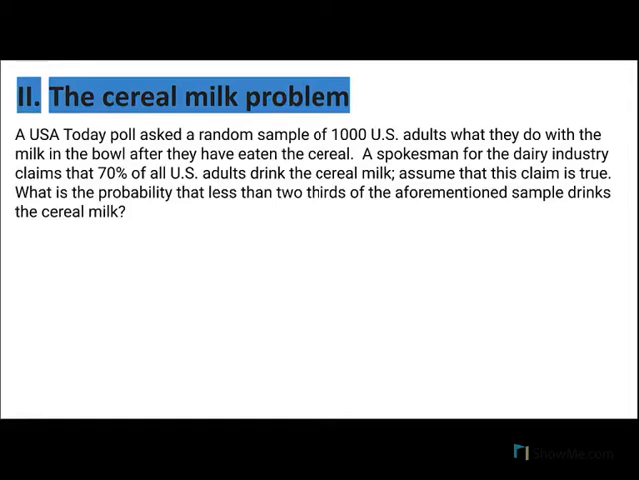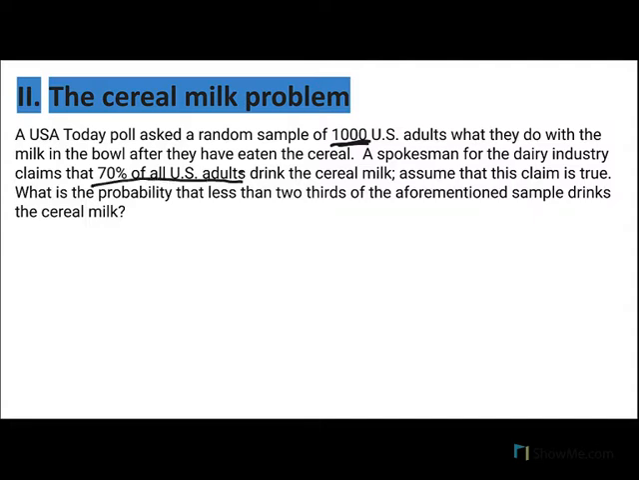Okay, so we are doing the second problem in this video, just going through another example of sampling proportions, or sampling distributions with proportions. So on this one, it says the cereal milk problem, the USA Today poll asked a random sample of 1,000 adults what they do with the milk in the bowl after they've eaten the cereal. A spokesman for the dairy industry claims that 70% of all US adults drink the cereal milk.